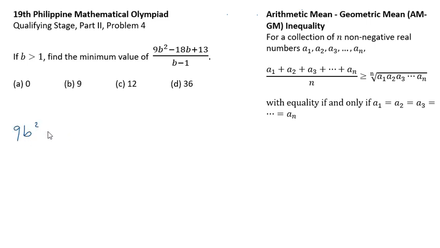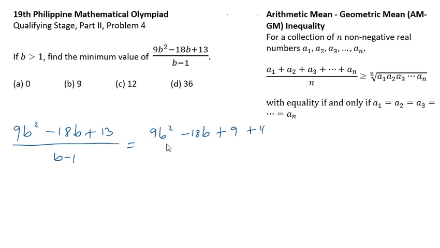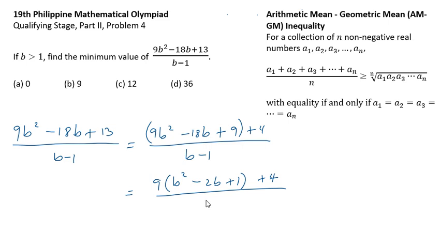So (9b squared minus 18b plus 13) all divided by b minus 1 can be written as (9b squared minus 18b plus 9 plus 4) divided by b minus 1. Now, why did I do this? Because if we group this, we can factor out 9, and then we get 9 times (b squared minus 2b plus 1), plus 4, all divided by b minus 1.